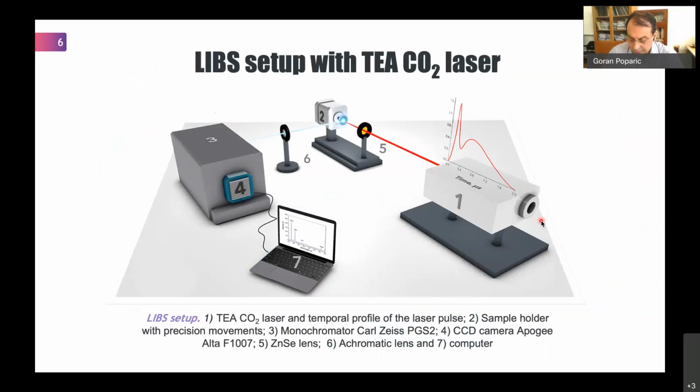This is our LIBS setup with the major components. What's important here is that the sample is put on the sample holder, which is connected to the rotating motor. This is very important because with every single shot, a fresh area of the sample is analyzed. The optical emission of the plasma is projected on the monochromator and analyzed with a CCD camera with acquisition time from 30 to 60 seconds.